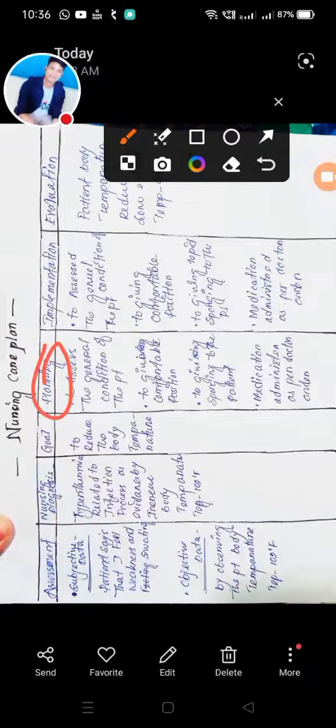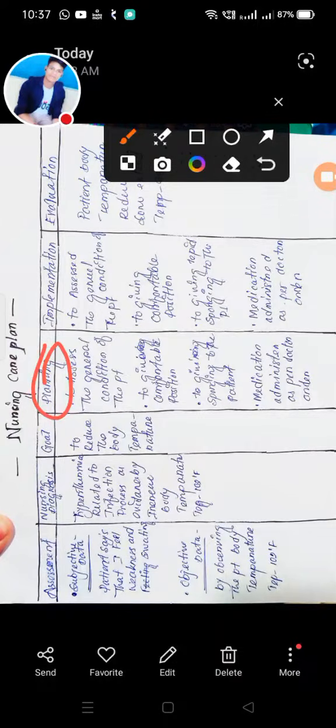First, I am going to check the patient's vitals. Then, if the patient has a fever, I am going to give the patient a comfortable position. Next, I am going to give a tepid sponging. And last, I am going to give medication as per the doctor's order, whatever the doctor has prescribed. That is planning. I am not giving these to the patient yet; these are the things I have planned.